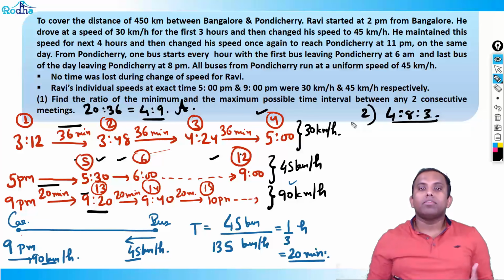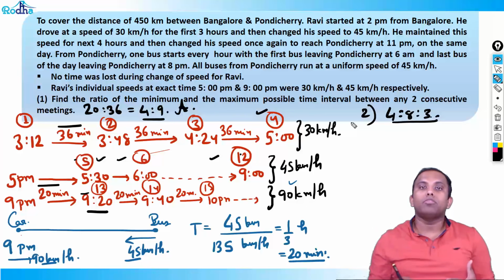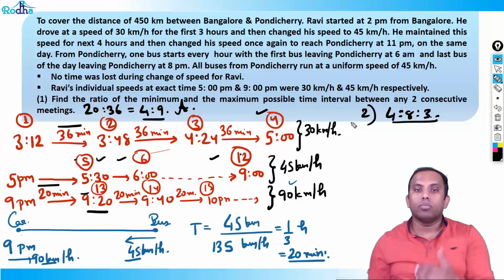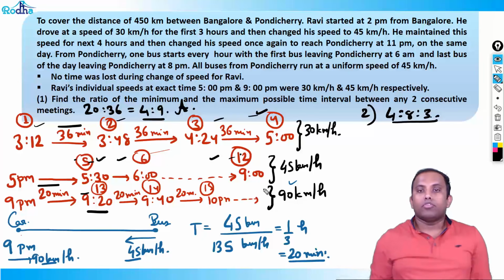The question is the ratio of the number of buses in each speed interval. At 30, how many buses did I cross? I crossed 4 buses: 1, 2, 3, 4. At 45, how many buses? 8 buses, the 5th to 12th. At 90, how many buses? 3 buses, the 13th to 15th.